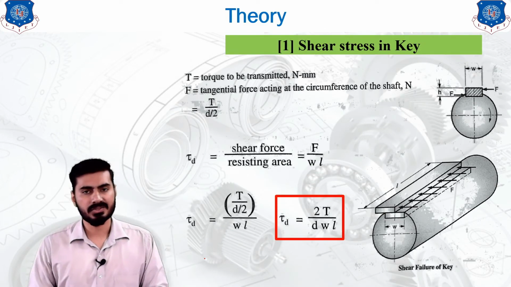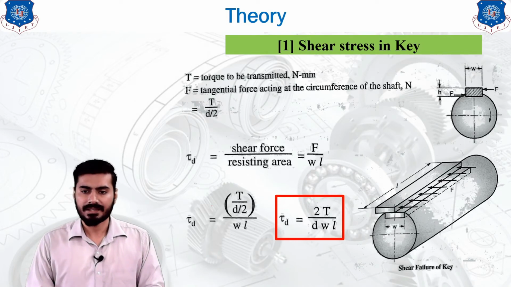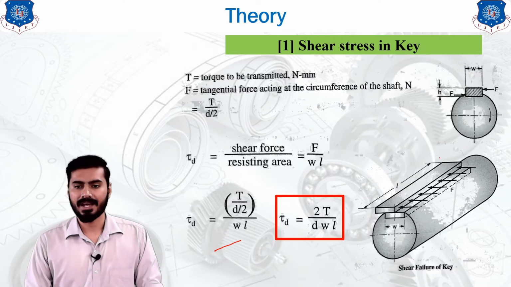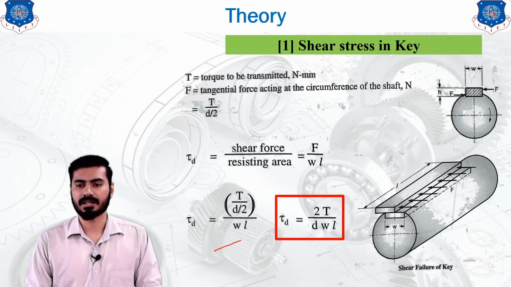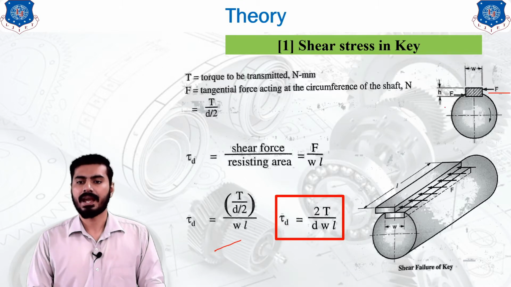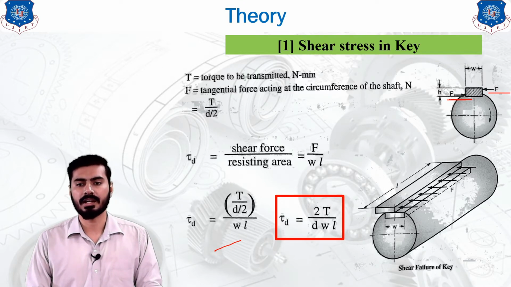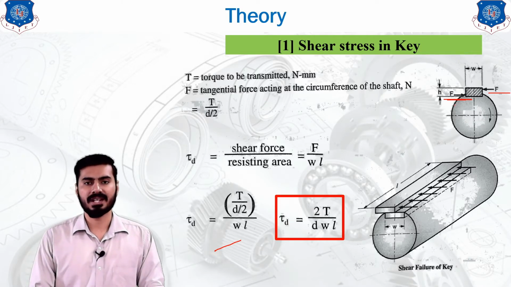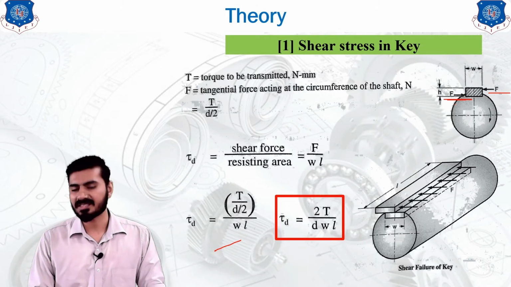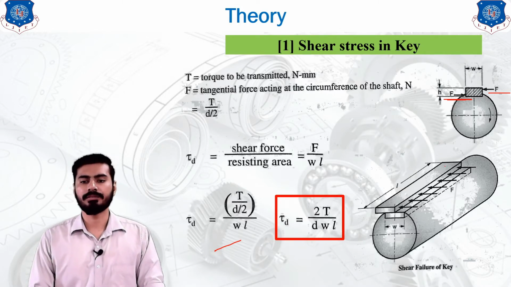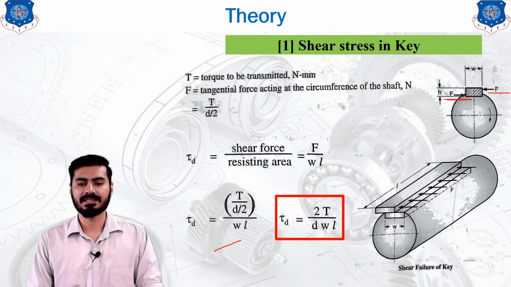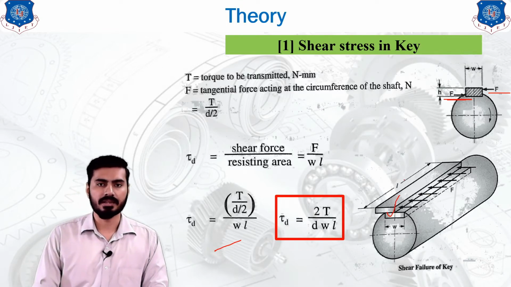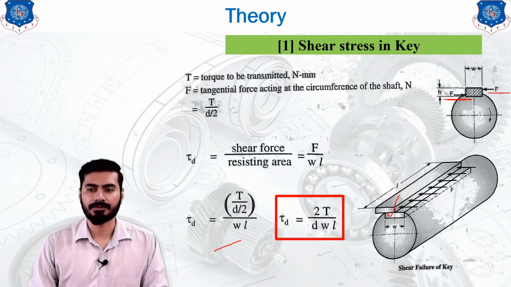If a shear stress is generated in the key, then it will cause the failure of the key in this manner, where the upper portion of the key is subjected to a force in this direction, and the lower portion of the key is subjected to a force in the opposite direction. If those forces are in opposite directions and cause the failure in the key, then the material of the key will try to slide in this direction, and it will fail due to this type of failure.